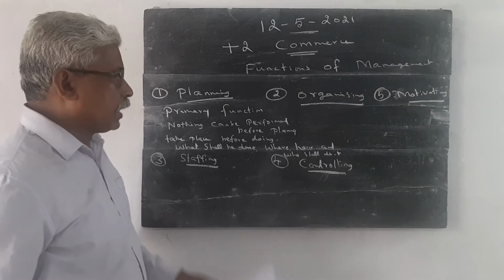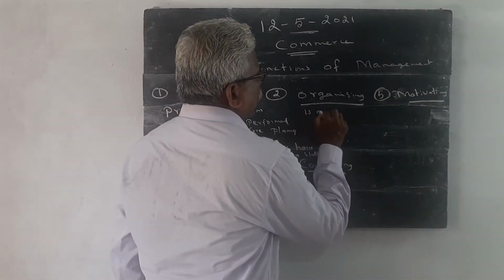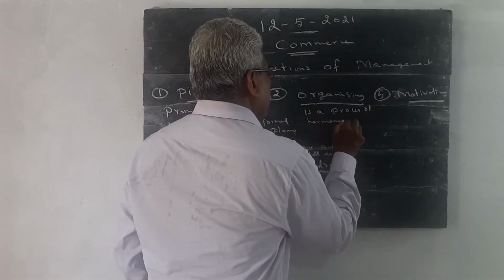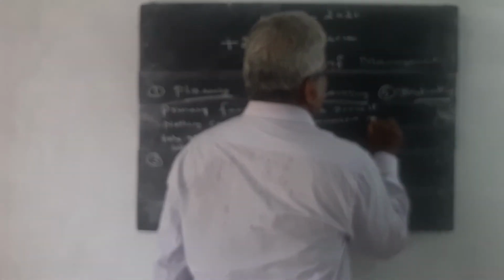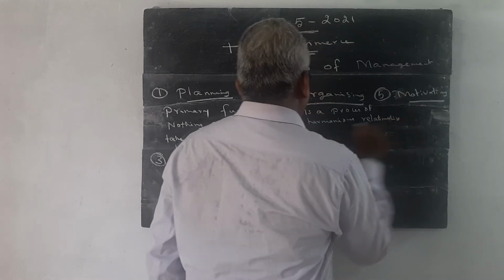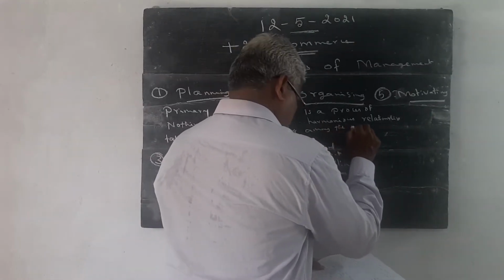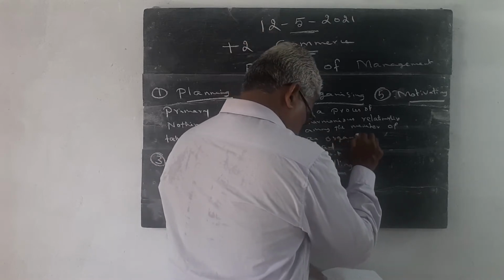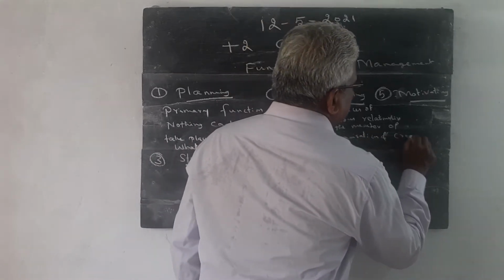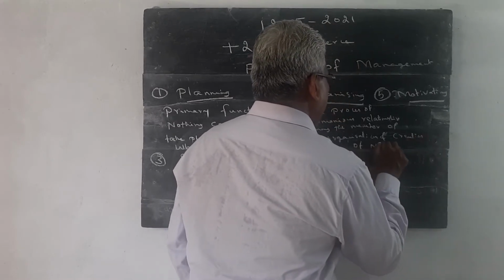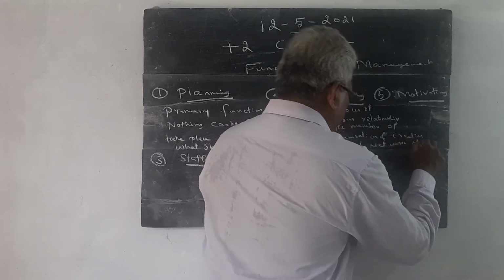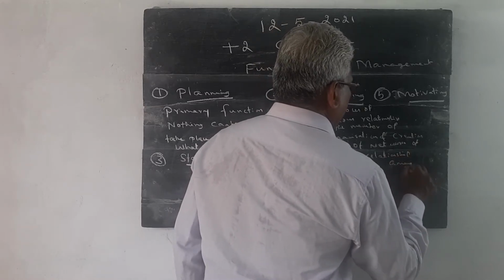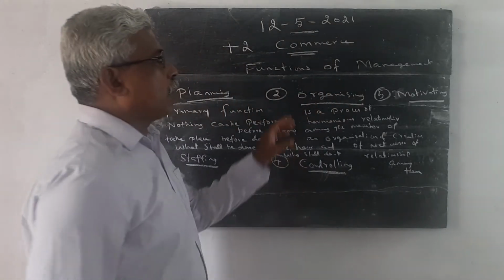Then point number 2, organizing. Organizing is a process of harmonious relationship among the members of an organization and creation of a network of relationship among them. This is one of the definitions of organization.